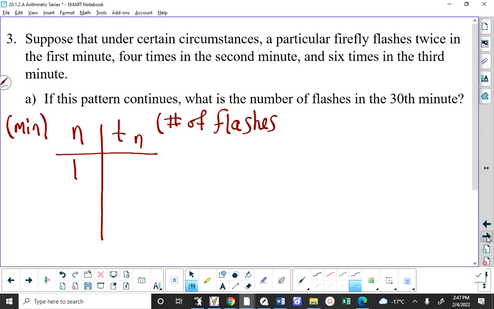So in the first minute, this little guy blinks twice. In the second, blinks 4 times. In the third, 6 times, etc. What we have is an arithmetic pattern. You'll notice I say arithmetic pattern because we can think of it as an arithmetic sequence or we can think of it as an arithmetic series. It doesn't matter. It's an arithmetic pattern where T1 is 1 and D is 2. We're adding 2 each time.